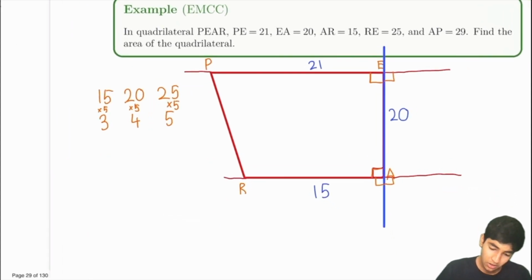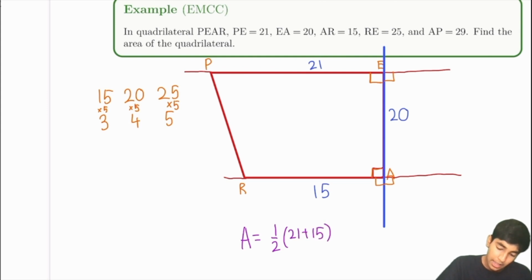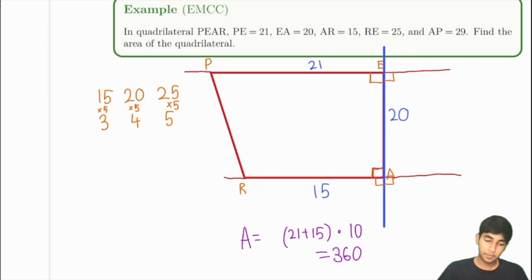So, if two bases are parallel, this over here will be the height because it's 90 degrees to the base. The area of the trapezoid is half times the average of the bases, times the height, which is 20. And half times 20 is 10. So this becomes 360. And that is the answer for this problem.